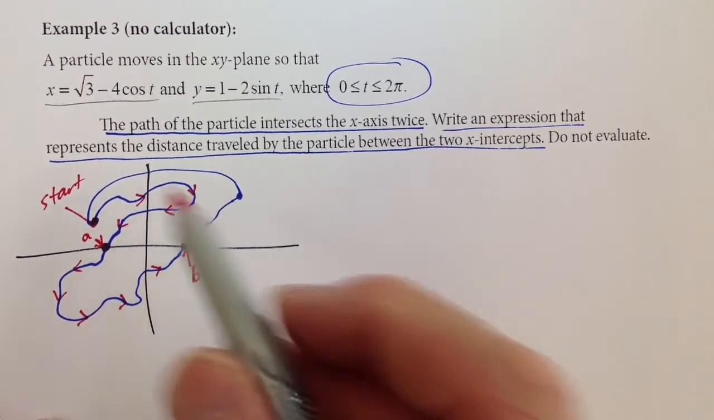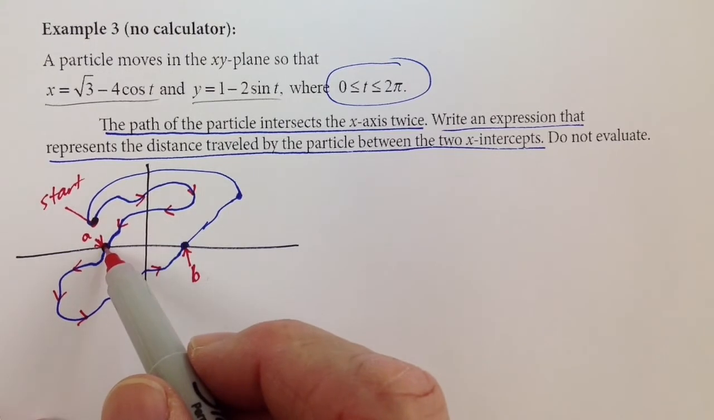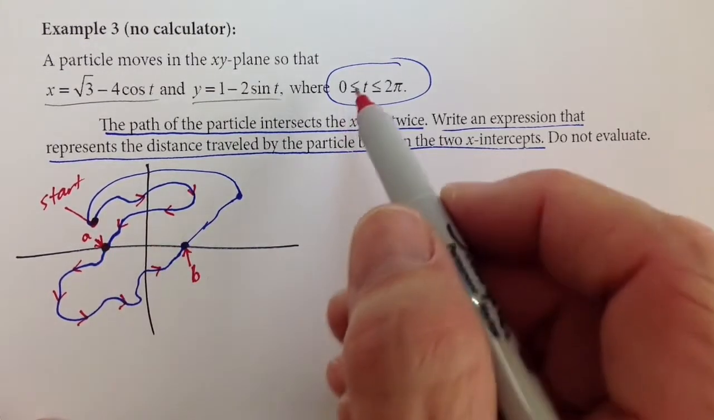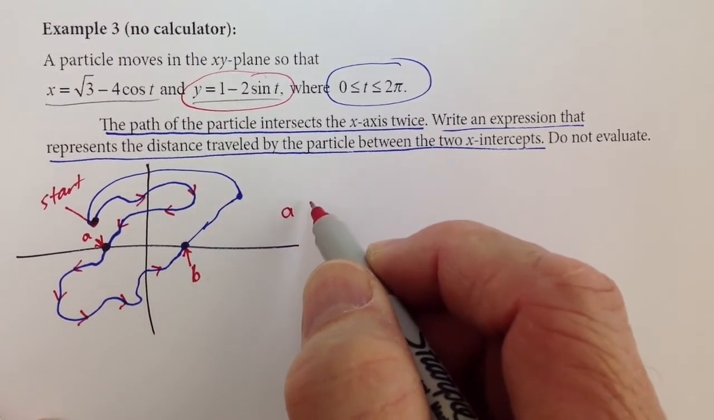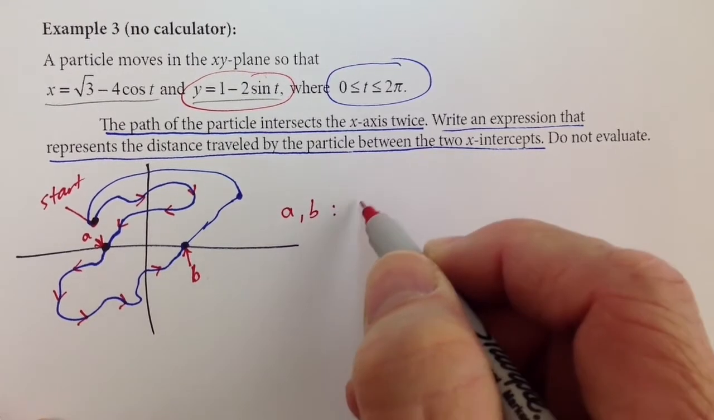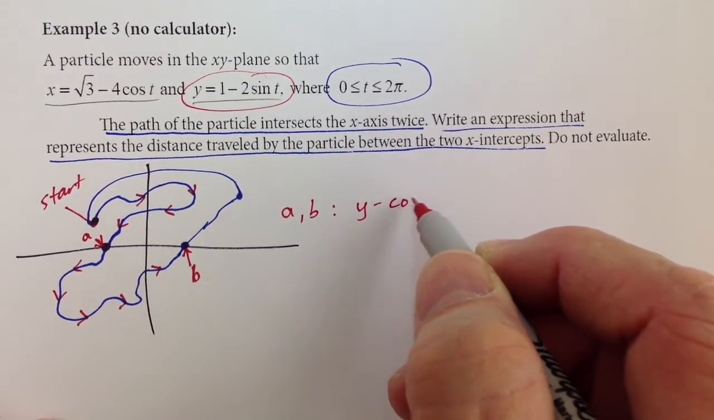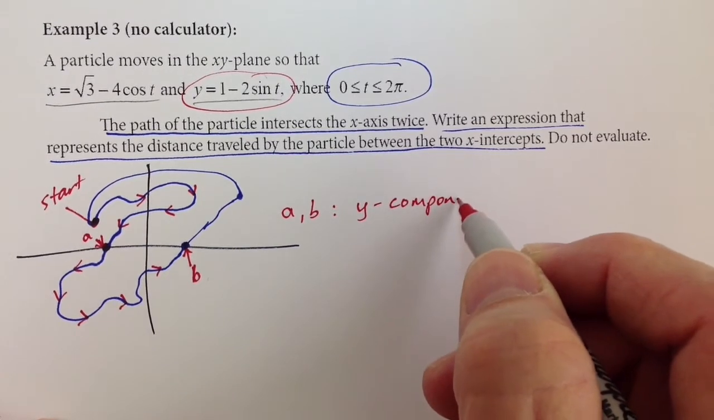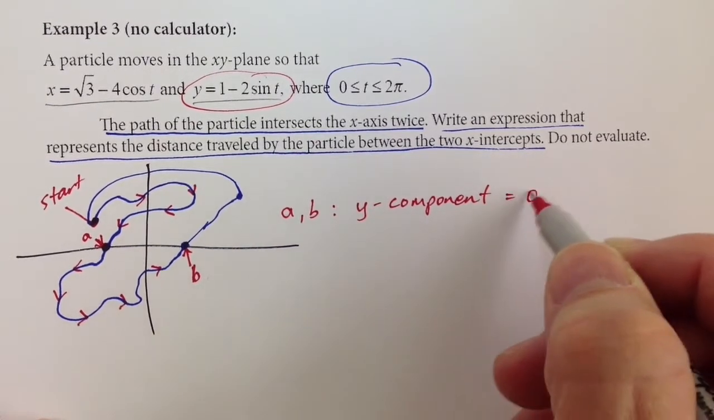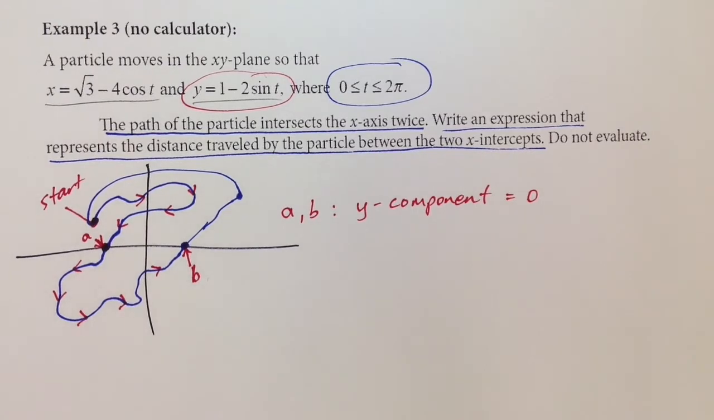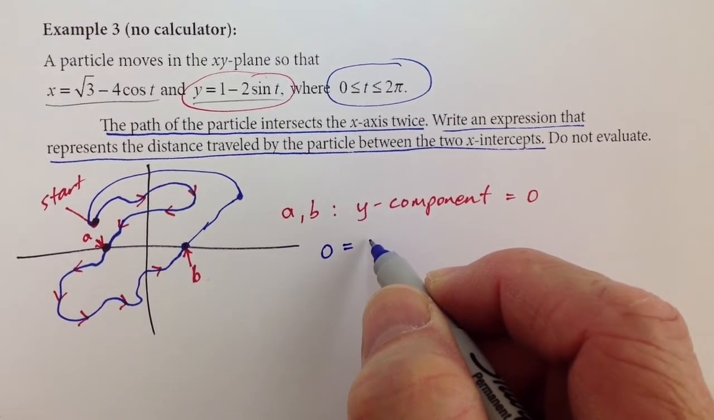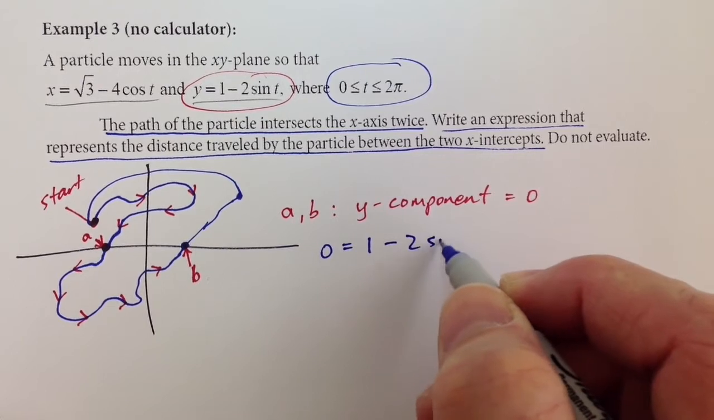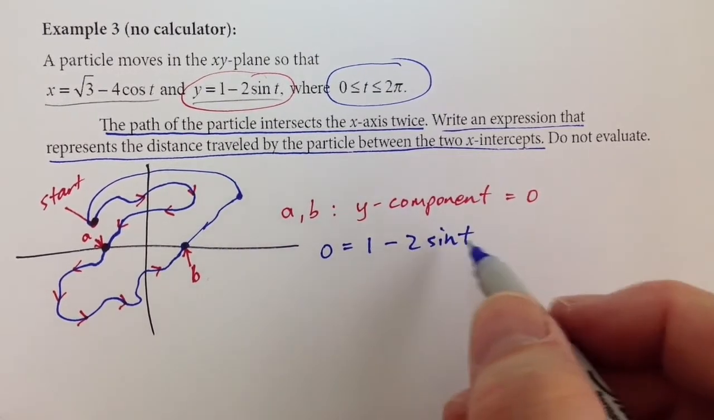that the path of the particle, when it hits there, is where the y component is equal to 0. So a and b are where the y component of the vector is equal to 0. So all we have to do is solve this equation, setting y equal to 0. In other words, 0 is equal to 1 minus 2 sine t.